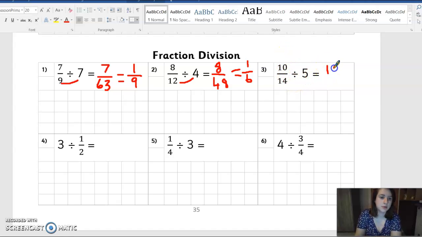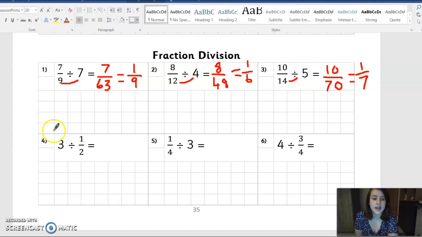So our numerator stays as 10. We do 14 times 5, which gives us 70. And then if we want to simplify that one down, it simplifies down as 1/7. So 10/70ths or 1/7. They are both correct.